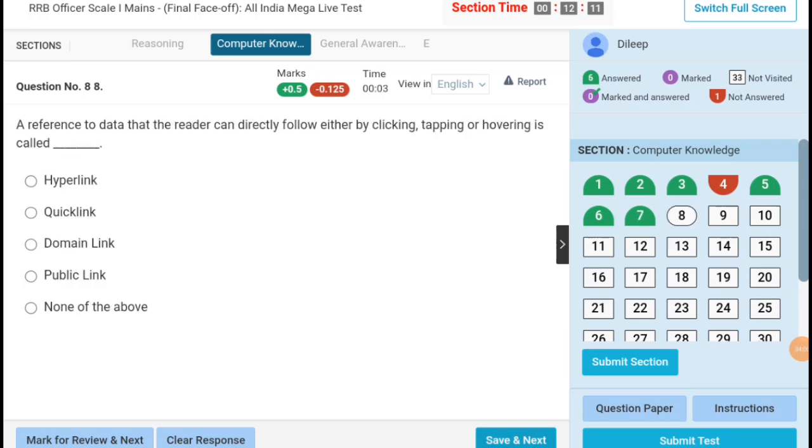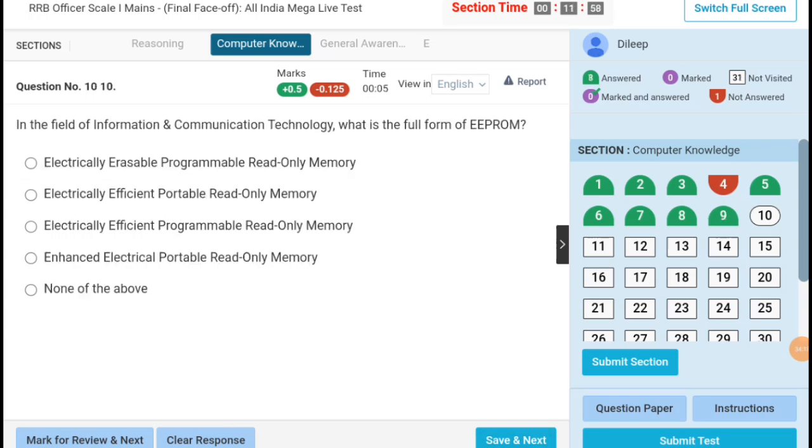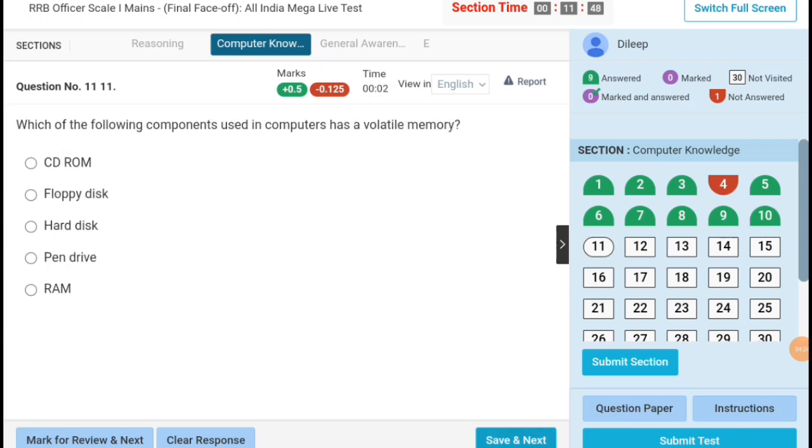Reference of data that is rendered directly follow either by clicking, tapping, hovering is called hyperlink. What was the markup language? Next, markup language. In the field of information communication technology, what is the electrically erasable programmable read-only memory? Which of the following components used in computers is volatile? I think RAM is volatile.